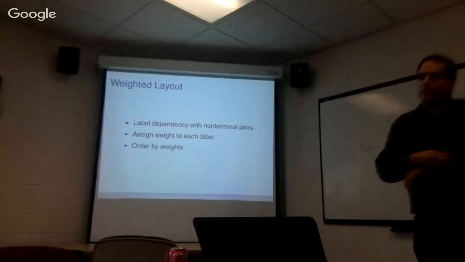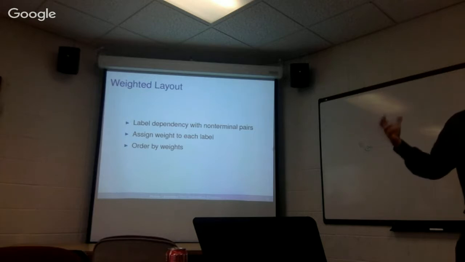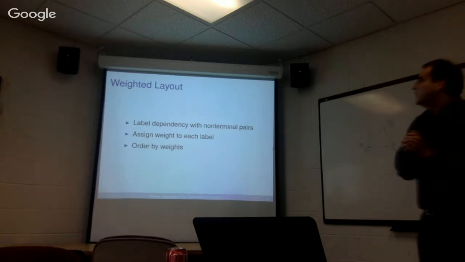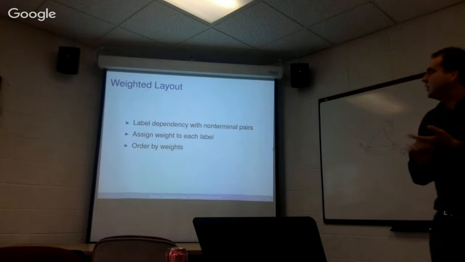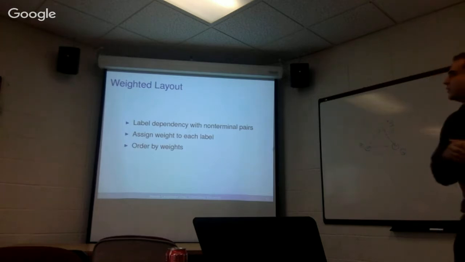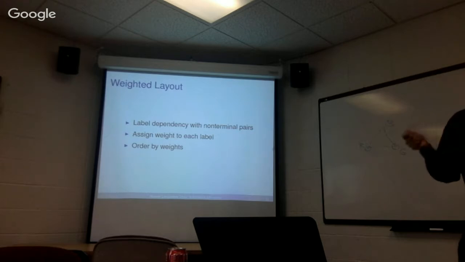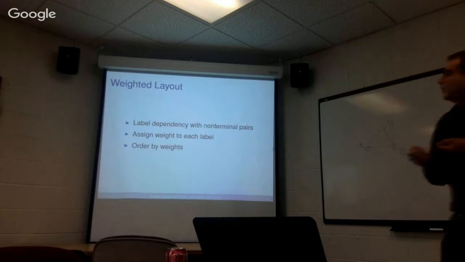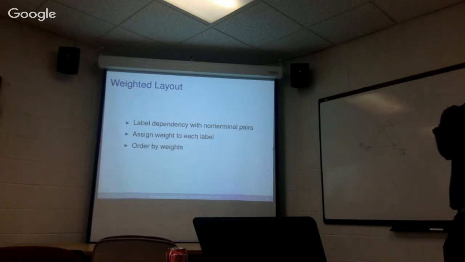And so we're going to label each dependency with pairs of non-terminal labels from the tree it was extracted from. And that tells you what the grammatical relation is. It will encode whether something is a subject, an object, an adjective modifying a noun, or so on. And then each of those dependency types will get some weight, and we'll order according to those weights. So a negative weight means it's to the left, and a positive weight means it's to the right, and a larger positive weight means it's further to the right.